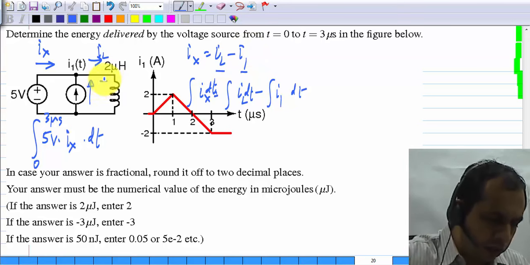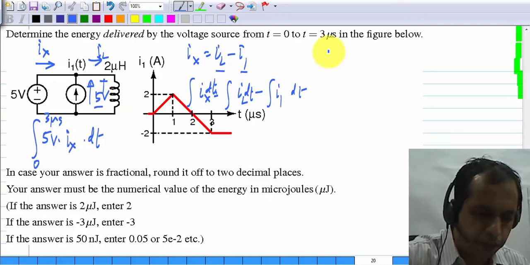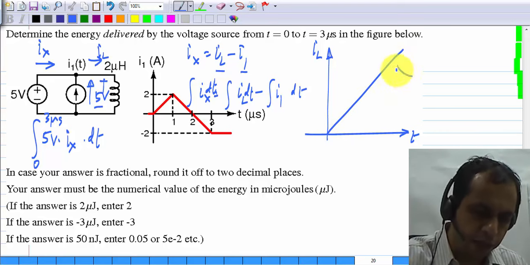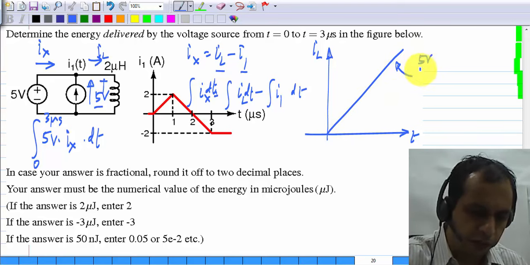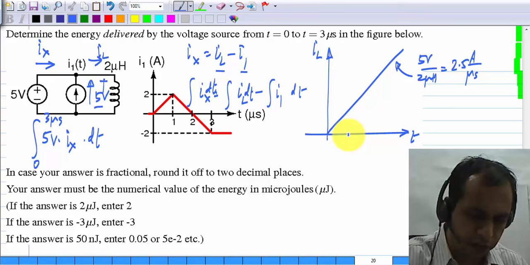What is IL? There is a 5 volt fixed voltage across it, so the current increases like a ramp. If I plot IL versus time, it will increase like a ramp, and slope of that is given by 5 volts by L, which is 2 microhenry, which is 2.5 amperes per microsecond.